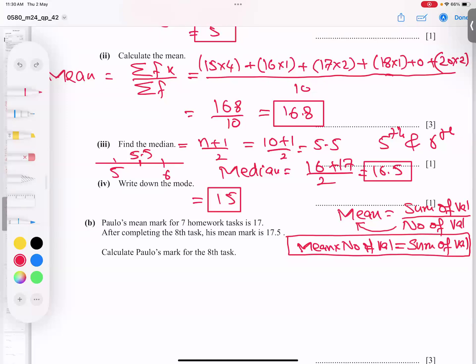So if I want to find, hold on, I just told you there are how many homeworks? 7 homeworks. Mean is this. So what is the sum of the marks of 7 homeworks?